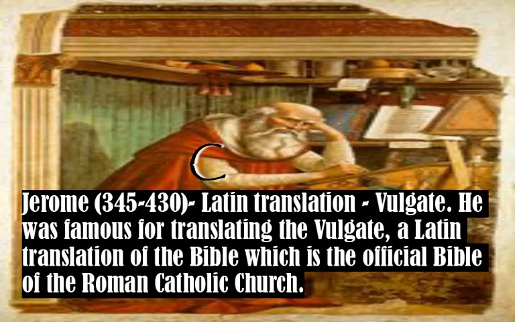Another key leader was Jerome, 345 to 430 AD. What he did was he translated the Old and New Testament into Latin, called the Vulgate. He was famous for translating this Vulgate, a Latin translation of the Bible, which is the official Bible of the Roman Catholic Church.